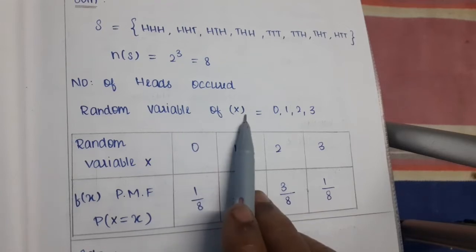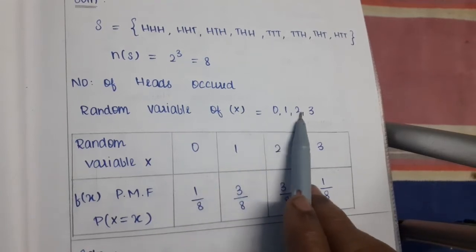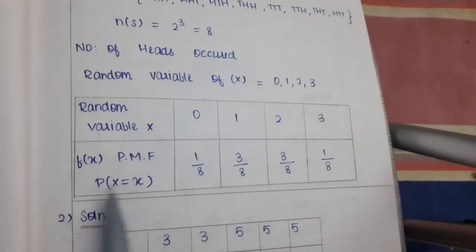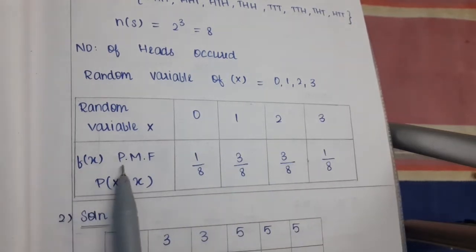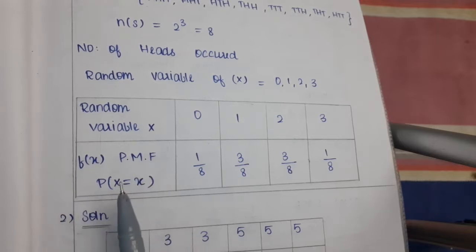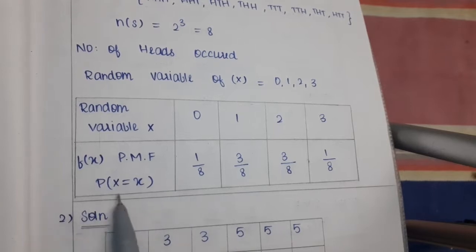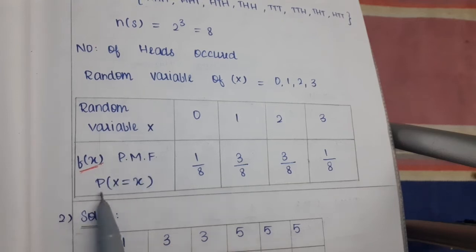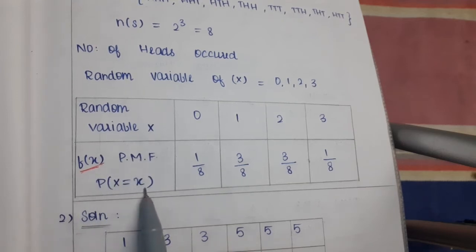Therefore, the random variable X takes 0, 1, 2, 3. What is f of x? Small f of x is the probability mass function. Probability of an event E is P of E equal to n of E by n of S. Therefore, small f of x is denoted as the probability mass function: probability of capital X equal to small x.